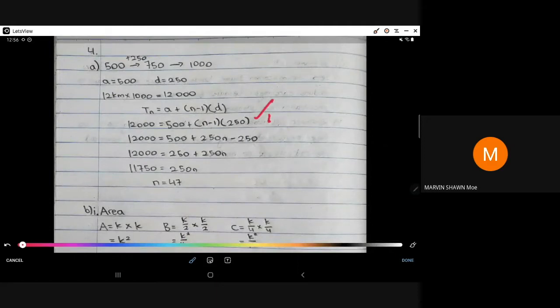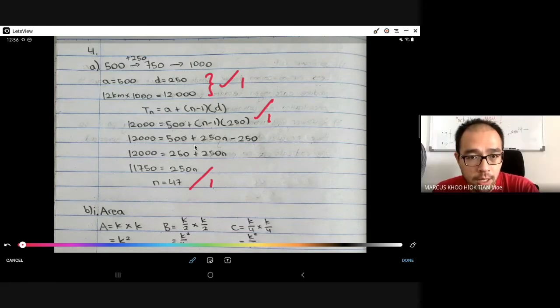So 12 km, change to meters first, 12,000, and we use the formula Tn equals a plus (n minus 1) times d, and we find the number n is 47. This means he needs 47 days to run 12 kilometers in a day. Okay, all right. I think that's very clear, very easy. All right, next.